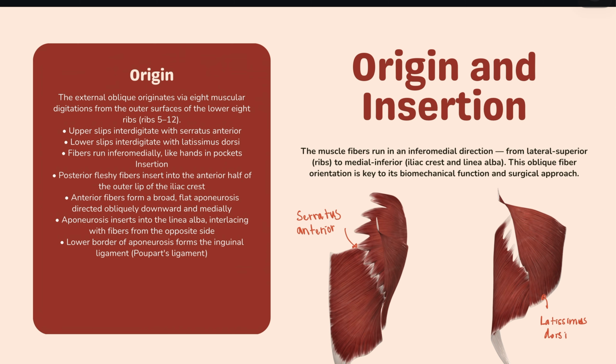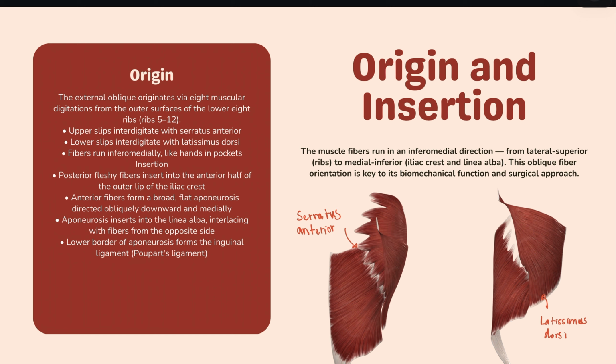So we'll see its origin. This external oblique originates via eight muscular digitations from the outer surfaces of the lower eight ribs. So basically it is the lateral part but of the anterior extremities. The upper slips interdigitate with the serratus anterior, while the lower slips interdigitate with the latissimus dorsi. Fibers run inferomedially like hands in pocket. The posterior fleshy fibers insert into the anterior half of the outer lip of the iliac crest.